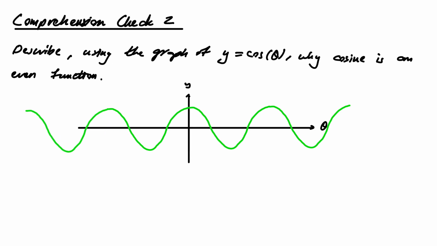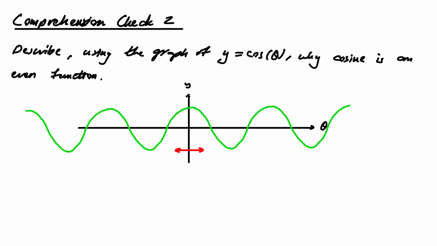So could I have spotted the evenness purely from the graph? Well, absolutely, definitely. You see here, if I was to take this graph and I was to reflect it across the y-axis, it would be exactly the same. Nothing would change. It wouldn't be true of the sine graph, but it's true of the cosine graph.